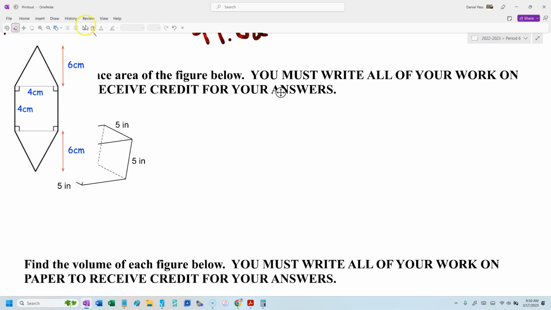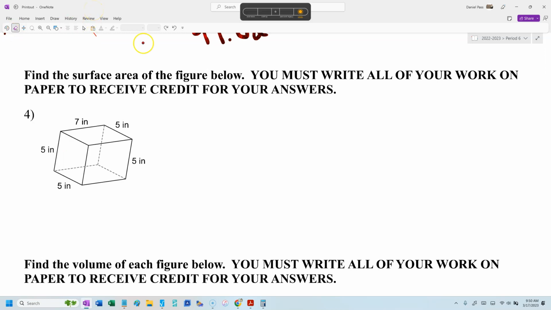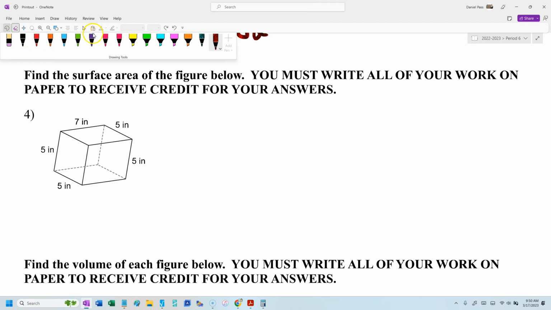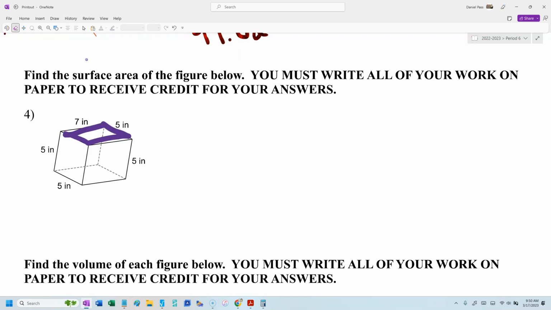Oops. Undo that. I clicked paste by accident. Here you go. All right, sir. How do you do it? You do 7 times 5, which equals 35. Okay, so which side is that? The top. Okay, good. So the top is 7 times 5. That's correct.